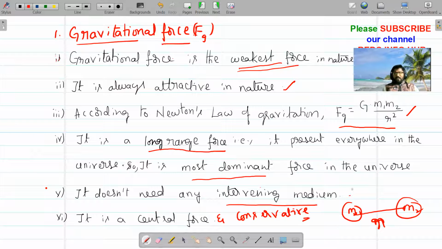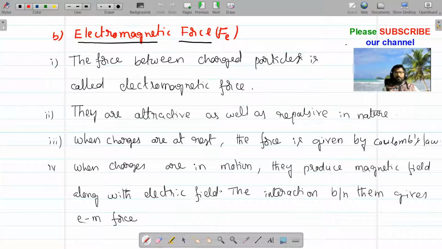A conservative force can be defined as a force for which the work done is position dependent, not path dependent. Such forces are called conservative forces. So here gravitational force is also considered to be a conservative force. These are a few brief and important points about gravitational force.